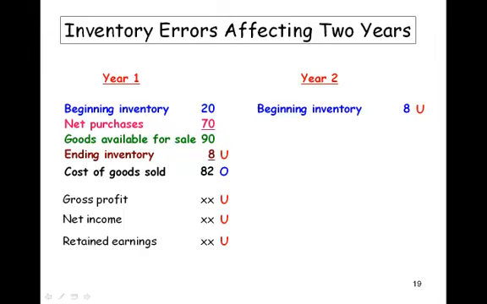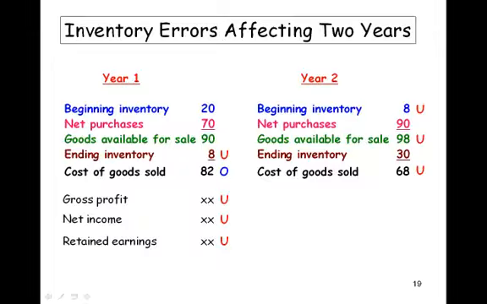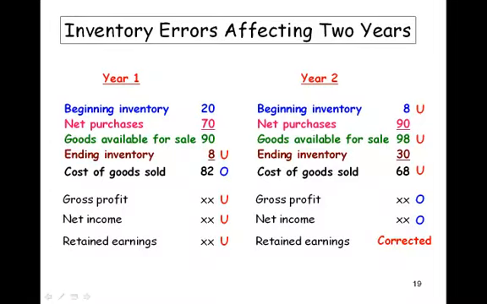If ending inventory is understated in year 1, beginning inventory in year 2 is also understated by the same amount. As a result, cost of goods available for sale and cost of goods sold are also understated, but gross profit and net income are overstated. How about retained earnings? The balance is correct because the understatement in year 1 is corrected with the overstatement in year 2. Therefore, in this situation, retained earnings is self-correcting.